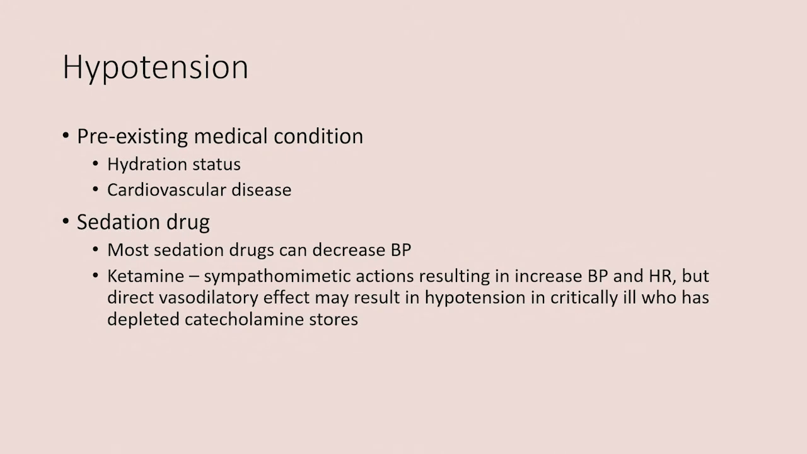And next, a very important thing to look at is the sedation medications. Most sedation medications can cause a decrease in blood pressure, for example, the morphine or fentanyl type. However, one drug of note is ketamine. Ketamine, if it is used, its sympathomimetic effects may result in an increase in blood pressure and heart rate. However, it also has direct vasodilatory effects, which may result in hypotension in critically ill patients with depleted catecholamine stores. So if the child is on ketamine, it may result in either high BP or low BP. So be aware of that.